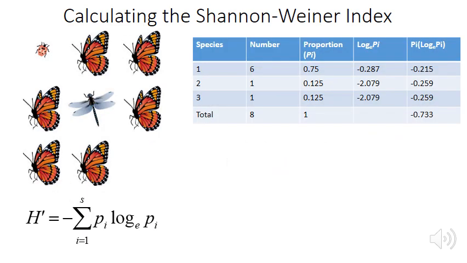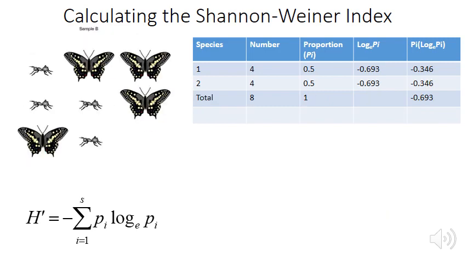So if we calculate the Shannon-Weiner values for both of those 2 communities, you can see the first one with 3 insect species comes out at 0.733. And the second community with only 2 insect species comes out at 0.693. So not too dissimilar in their Shannon-Weiner values. And that's because the second community, despite having 1 less species, almost compensates for that by its increase in species evenness. So you can see how effectively this model integrates those 2 different measures of diversity.